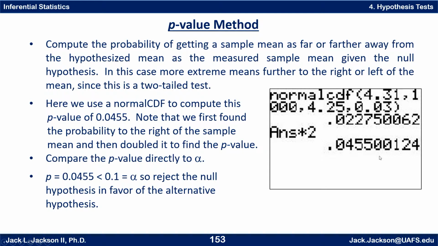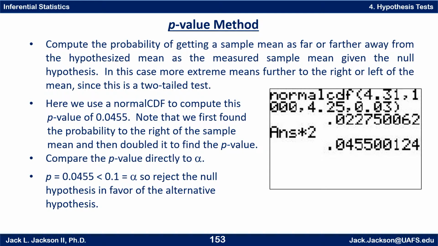So what this is saying is the probability we would get a sample mean of 4.31 from a sample of size 16 if the null hypothesis was true is about 4.55%, 0.0455. That's the p-value. It's the probability of getting something that level or more extreme.